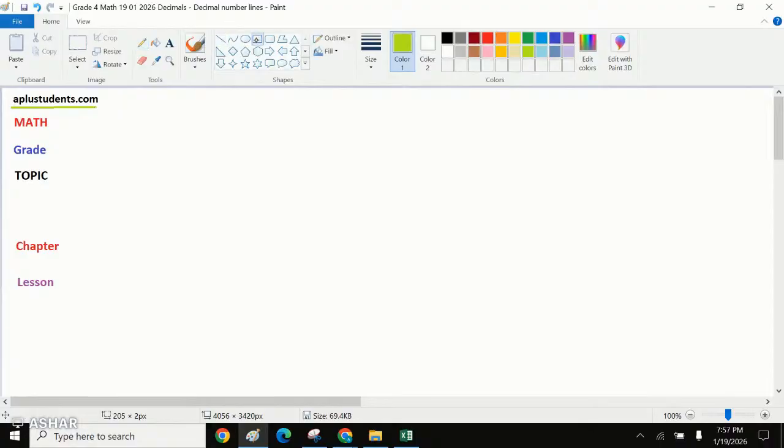The lesson for today is for math, and this is for grade 4. The topic is decimals. I'll give you the chapter number and lesson number: chapter number 10, lesson number 5.